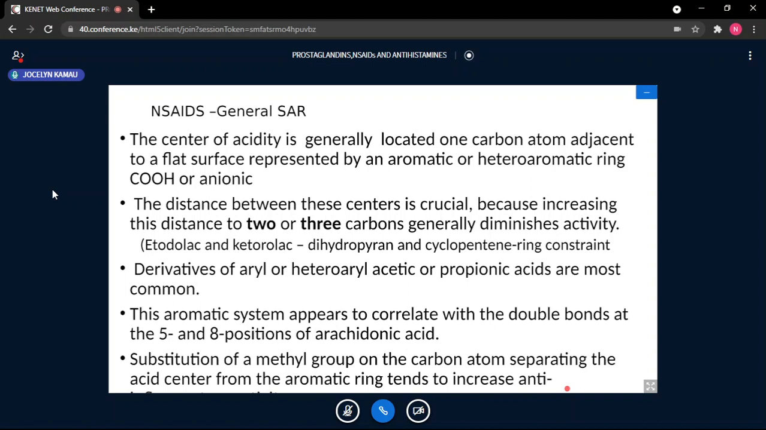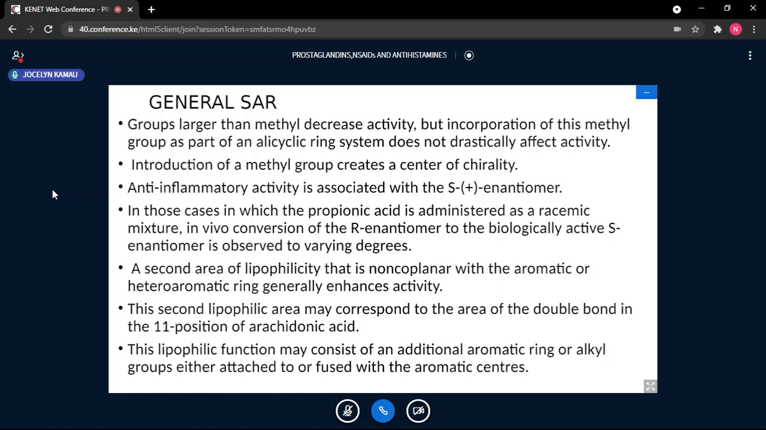And that's why propionic acid derivatives have much higher activity than acetic acid derivatives. But for an acetic acid derivative, when you put that group there, the resultant isomers are equipotent. In other words, they have equal activity. But for a propionic acid derivative, addition of that group increases anti-inflammatory activity.